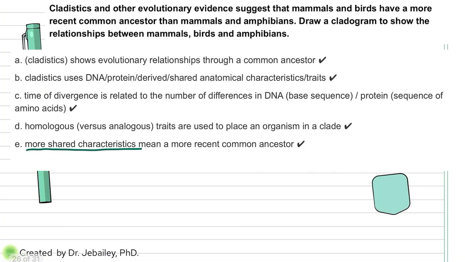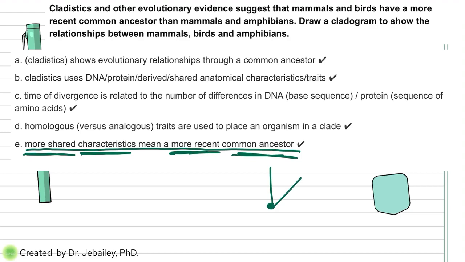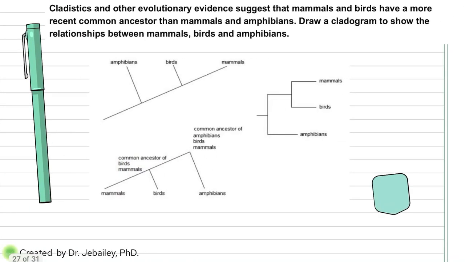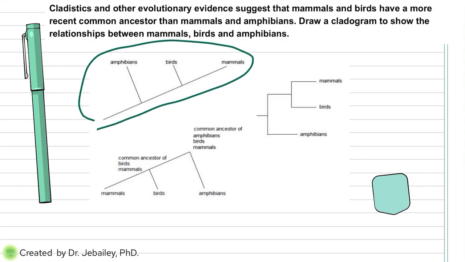More shared characters means a more recent common ancestor. Look at here. More shared traits means more recent common ancestors. So they're most likely to be together. That's why you can see that when I put the mammals and the birds here, they have a more recent common ancestor than the amphibians right here. So here are three possibilities of how you want to draw this. As I was drawing this, I used this one right here, but you can also do the other way. You can have them start here, where the amphibians came first, and then the birds, and then the mammals.